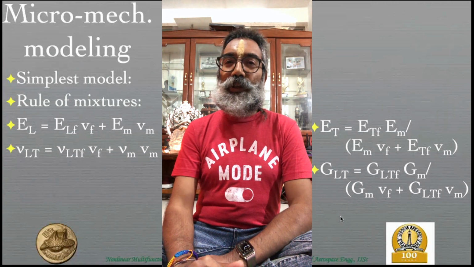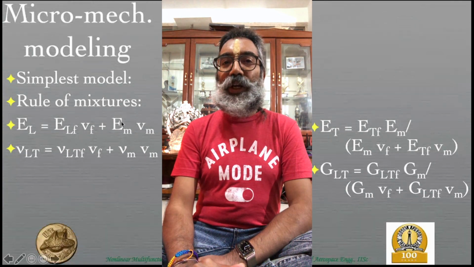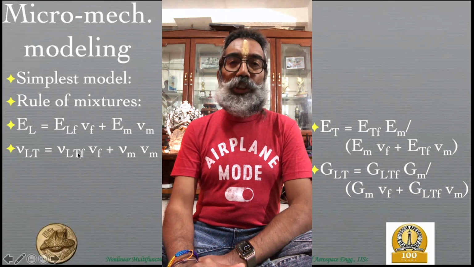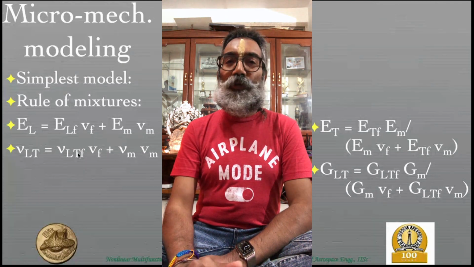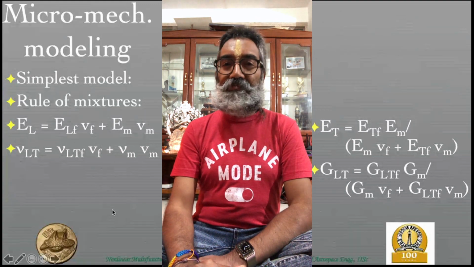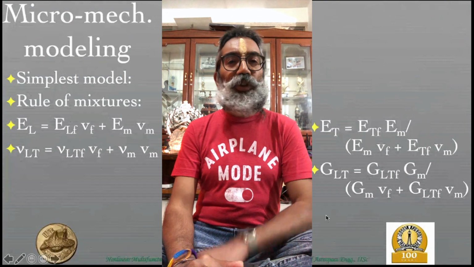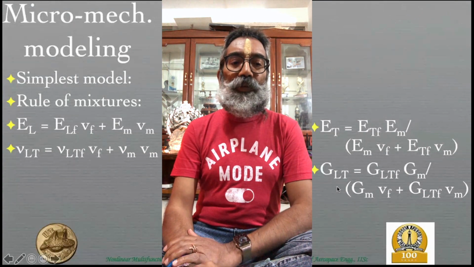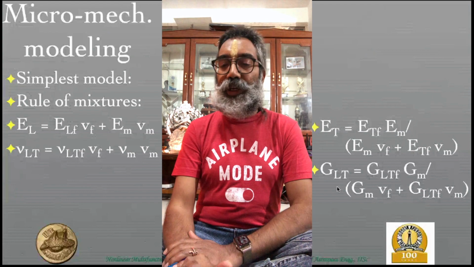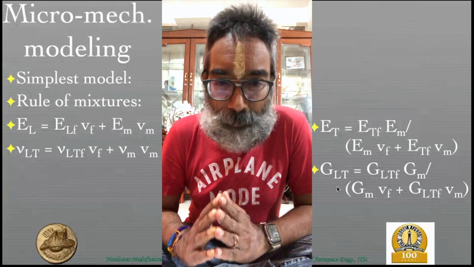As I said, GTT prime and nu TT prime, which are also very important quantities, matrix dominated, would not give very good results from using a rule of mixtures approach, and therefore it would be just a waste of time looking at a rule of mixtures based derivation for them. So don't bother about them, just derive nu LT, ET and GLT. So any questions on this micromechanics?